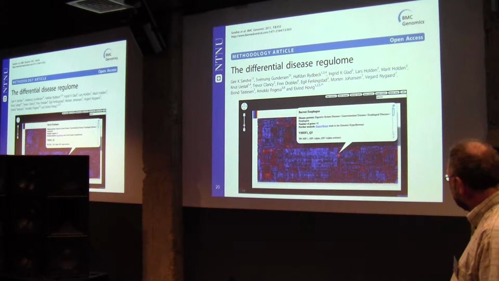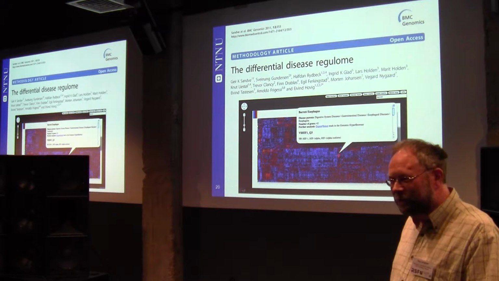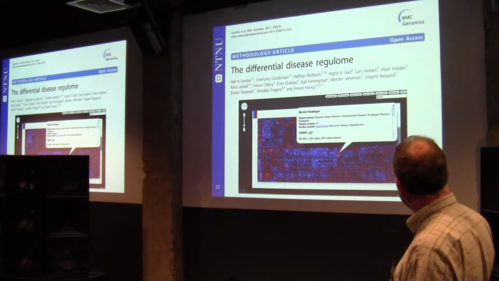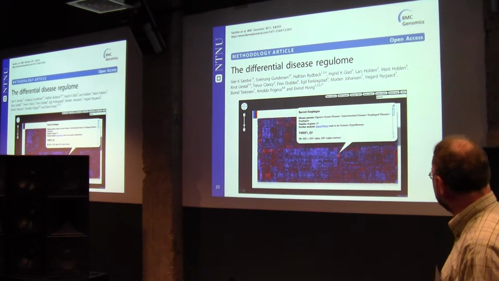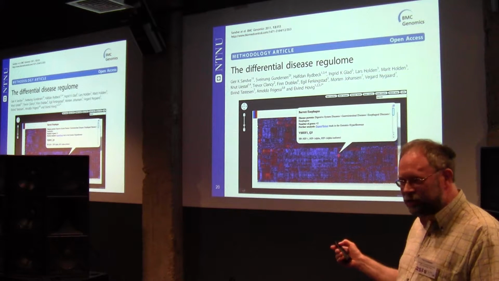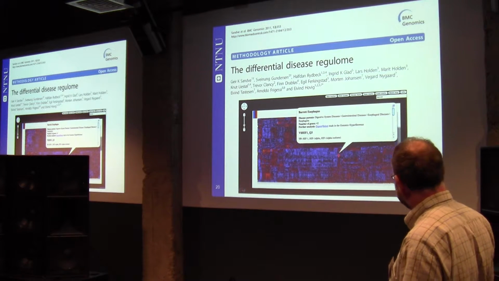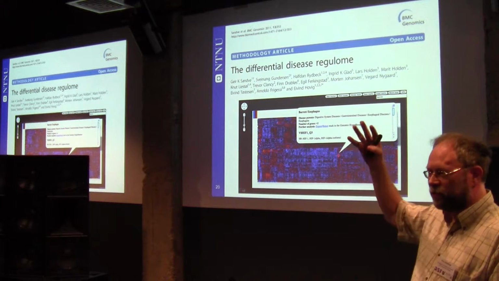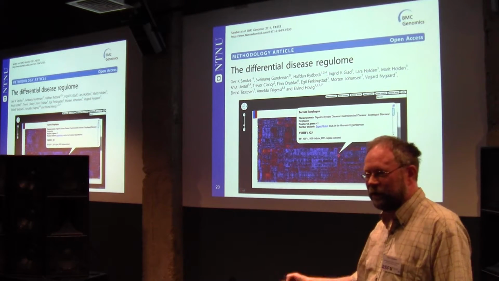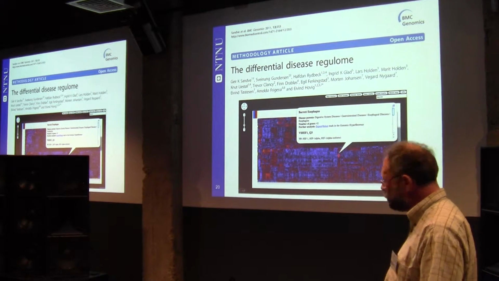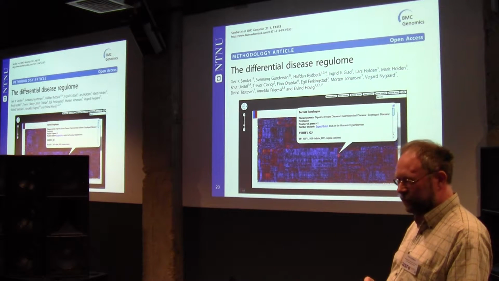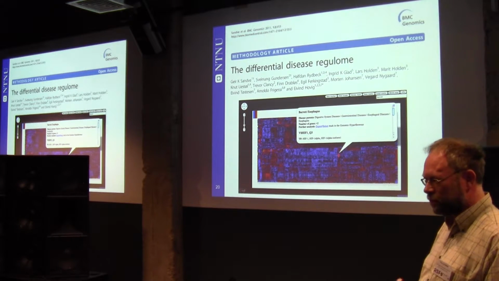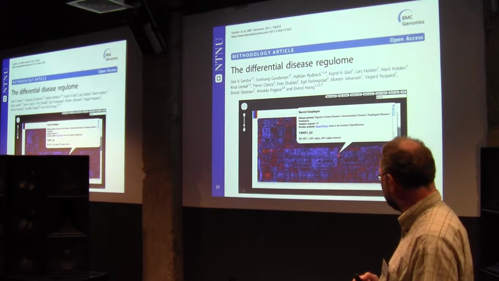One of the fun projects we have been doing with this is something we have called the differential disease regulome, where we did a large-scale analysis of the genes that are associated with certain diseases. For many diseases, there are genes known to be linked to that disease, so that is a huge list. And then we used a track of predicted binding sites for transcription factors. We have to admit that it's not a very good track, but that was what was available at large scale at the time we did the analysis.